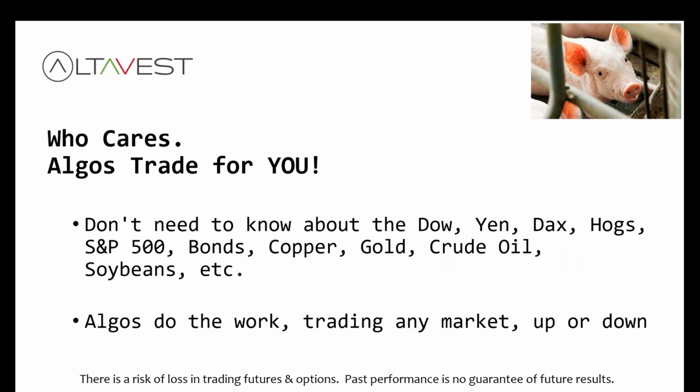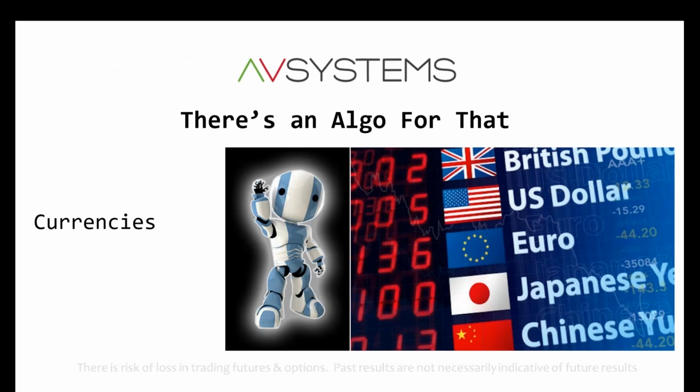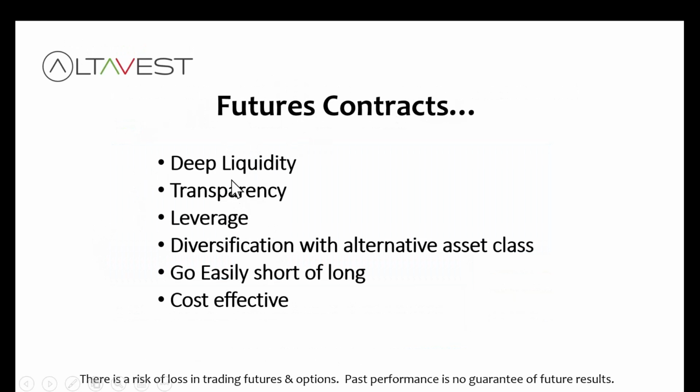So you're not reading charts, you're not analyzing crop reports. I mean, who cares? The algos are doing the trading for you. So that's what you need to focus on, is really choosing the systems that suit you and your tolerance for risk. That's the main thing. So precious metals, energies, stock indices, currencies. And remember, futures volume first half of this year, almost 22 billion contracts, up by about a third. Enormous amount of activity. This is where you want to be, folks. Deep liquidity, transparency, leverage, alternative assets, easily long or short, cost effective.